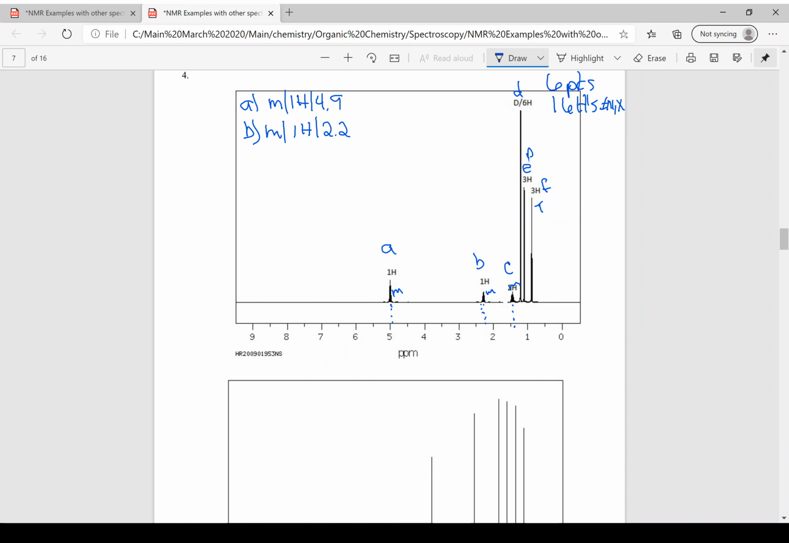We've got a multiplet that integrates for 2 hydrogens at about 1.4. And then we've got this nice doublet that integrates for 6 hydrogens, and that is at, I don't know, we'll say 1.2. And then it looks like we've got another doublet that integrates for 3 hydrogens at, we'll say 1.1. And then finally we've got a triplet that integrates for 3 hydrogens. We'll say 0.9. All right, let's go back and do some interpretation.